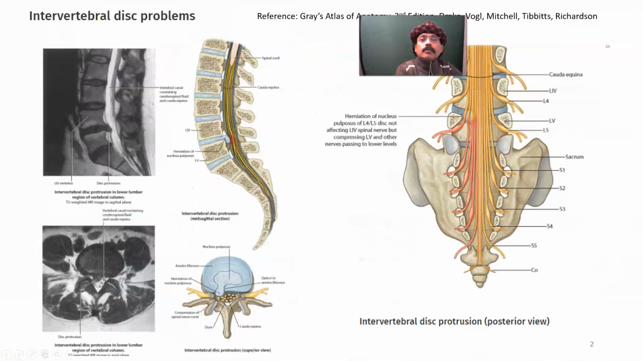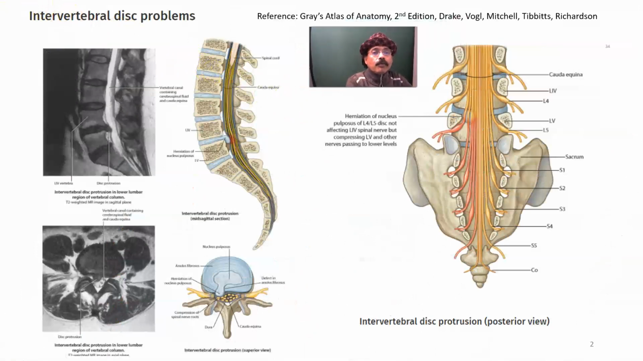One of the important causes of this Cauda equina syndrome is intervertebral disc protrusion. It compresses this collection of nerve fibers. This is the conus medullaris of the spinal cord. From here we have a collection of nerve fibers up to the coccyx. We call it Cauda equina. So this may be compressed by a herniated intervertebral disc.